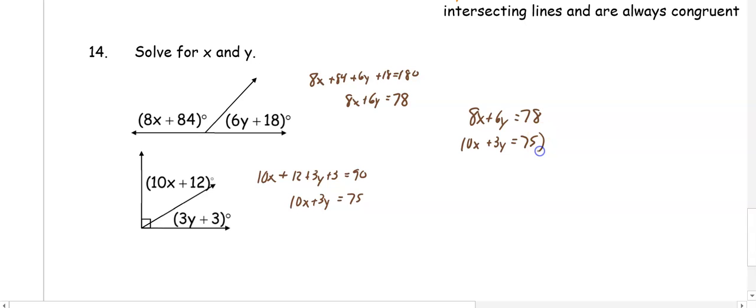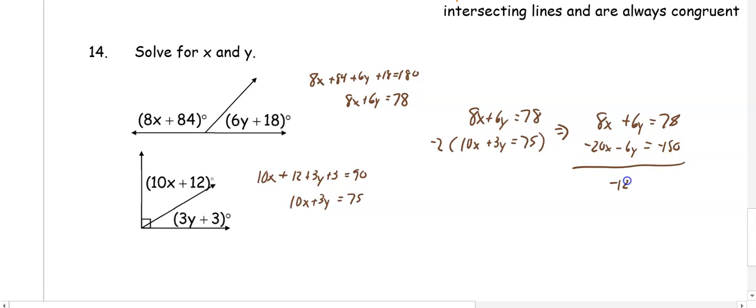In our first step, we're going to multiply the second equation by -2. 8x plus 6y equals 78. And -20x minus 6y equals -150. So as we add straight down, we get -12x equals -72. So when we divide, x is 6.